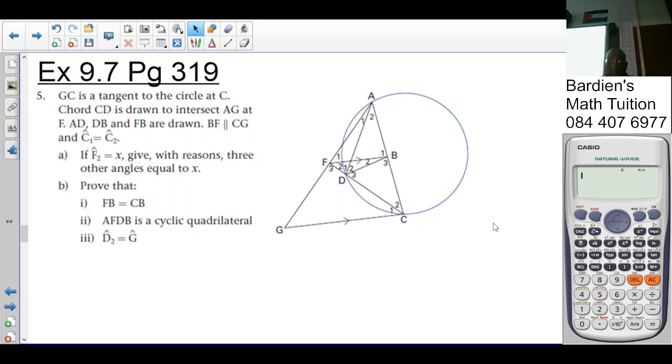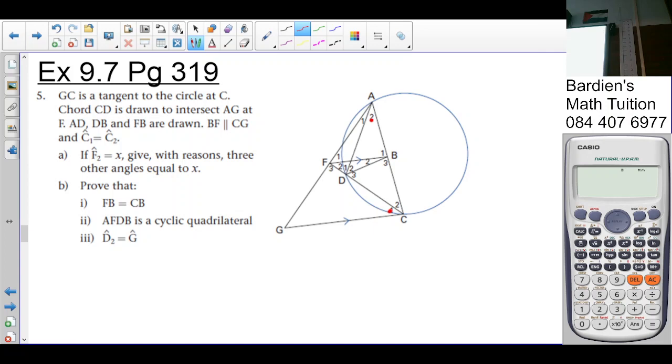Okay, so we are told that we didn't do number 5, no? Right, so we are told that GC is a tangent to the circle at C. So if GC is a tangent to the circle at C, what can be concluded from this? That C1 is equal to angle A2. Why? Tan chord theorem. Then we are told that CD is drawn to intersect AG at F.